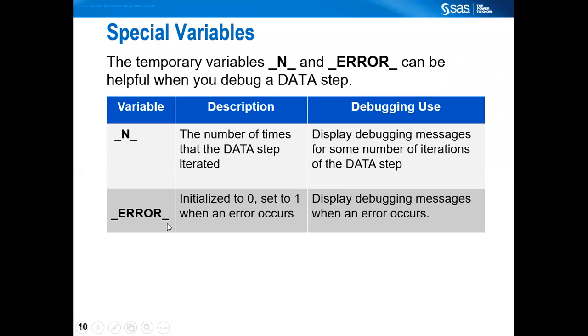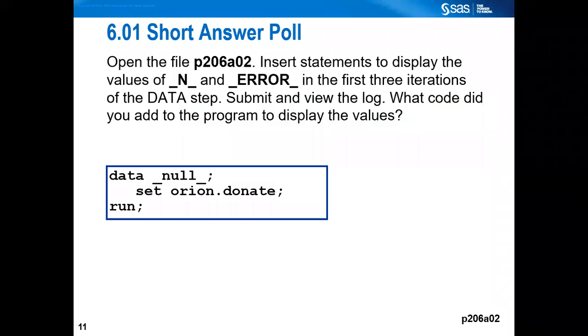And what is _ERROR_? It's an indicator of whether an error occurred or did not occur. In case an error occurred, the value is 1. If no error, the value is 0. It's like a true or false statement, or a Boolean expression. It displays a debugging message when an error occurs. You can also use this variable for debugging techniques.